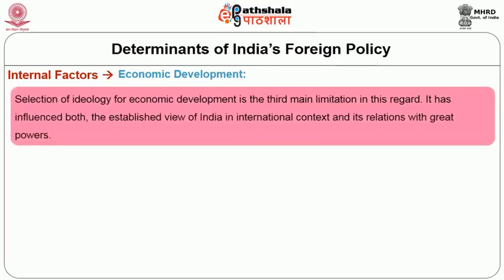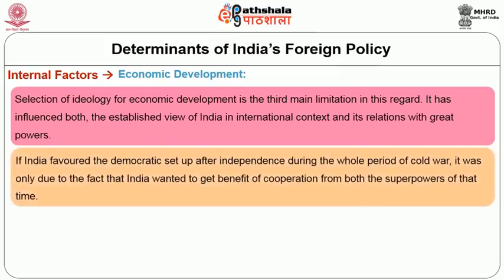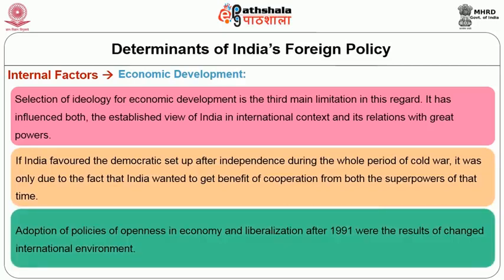Selection of ideology for economic development is the third main limitation in this regard. It has influenced both the established view of India in international context and its relations with great powers. If India favored the democratic setup after independence during the whole period of Cold War, it was only due to the fact that India wanted to get benefit of cooperation from both the superpowers of that time. Adoption of policies of openness in economy and liberalization after 1991 were the results of changed international environment.